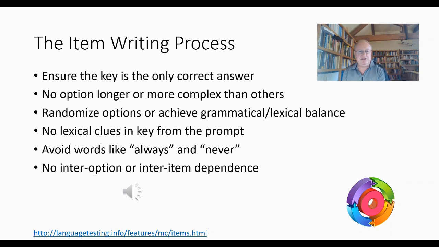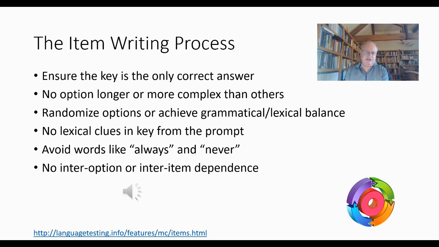But the multiple choice item itself, these are the key issues in the item writing process that I've put up here. Ensure the key is the only correct answer. No option longer or more complex than others. We try to randomize options so that there is some kind of grammatical or lexical balance. We don't want any lexical clues from the prompt. We always avoid words like always or never because they're unlikely to be true, and learners learn to avoid those.